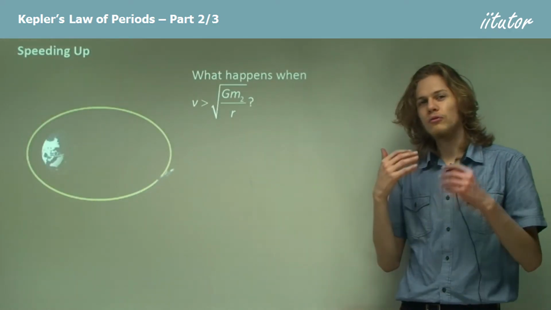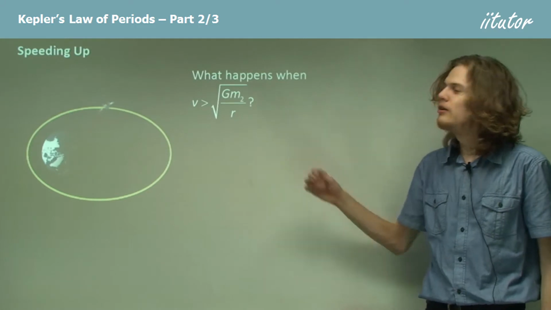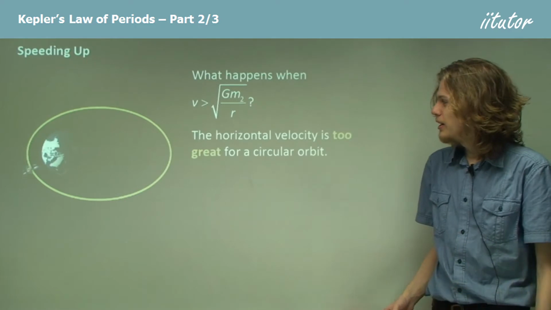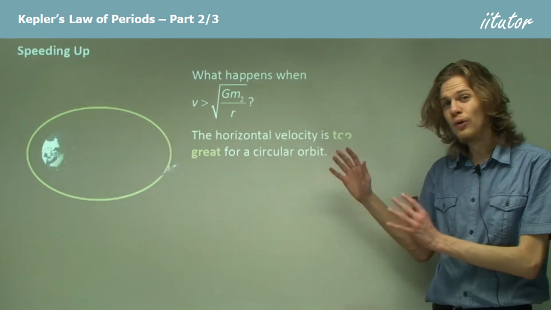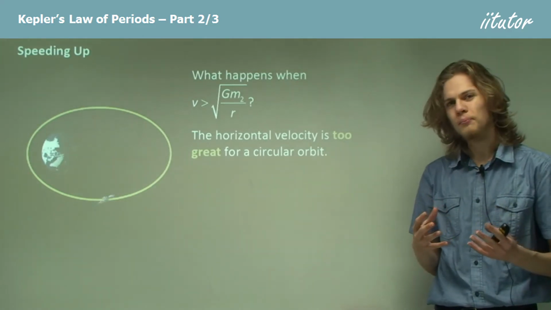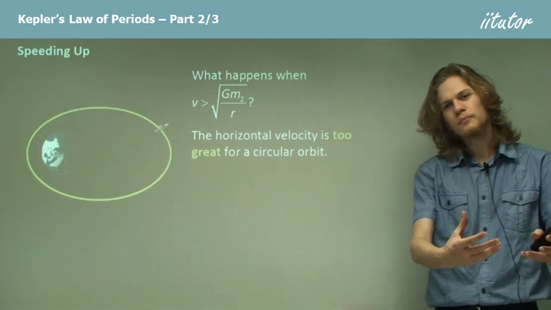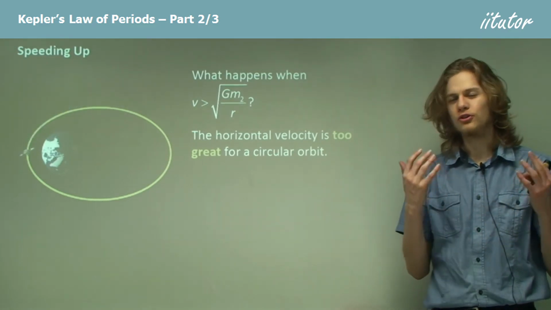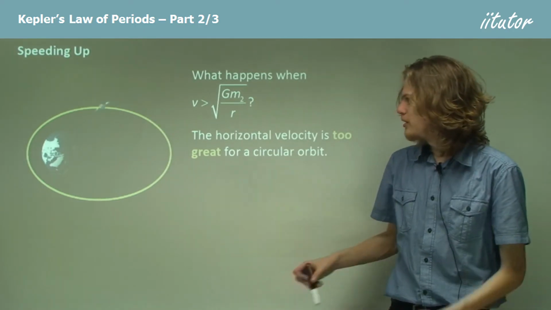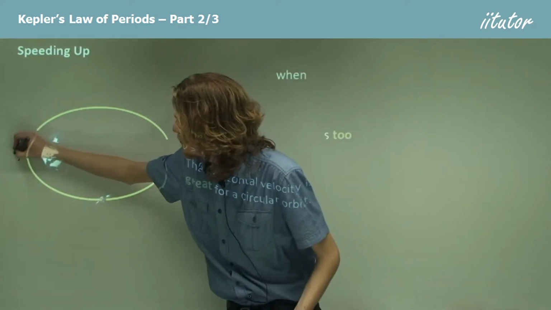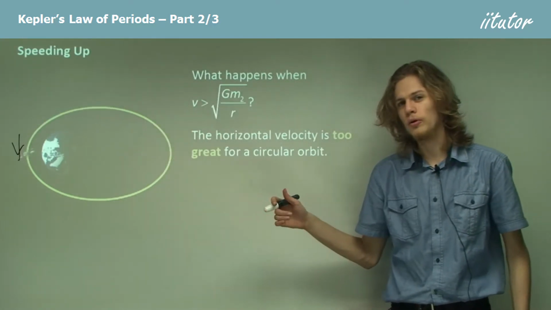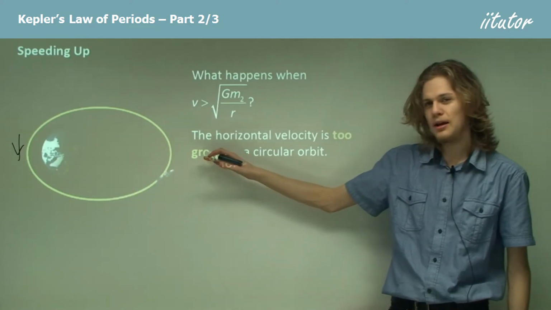So when our orbital velocity is greater than this figure, we will no longer follow a circular path. Instead, our horizontal velocity is too great for a circular orbit. It means that gravity can't pull us back into a circular orbit because it's just not strong enough. So instead we'll follow a path like this. If we speed up over here, then that'll push us out of a circular orbit. We'll end up coming all the way out here.